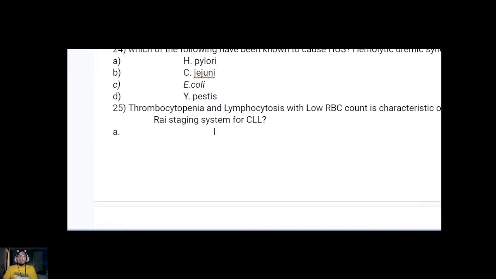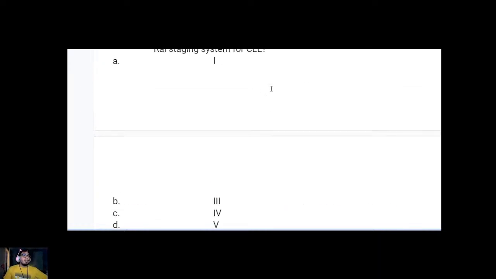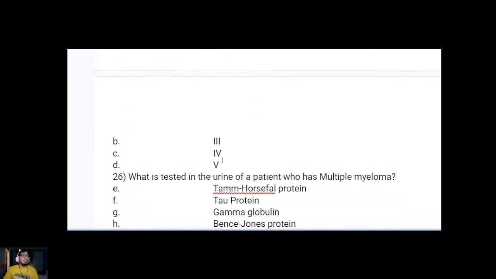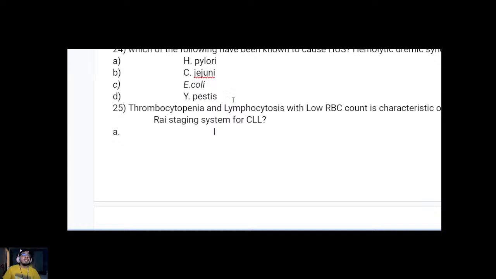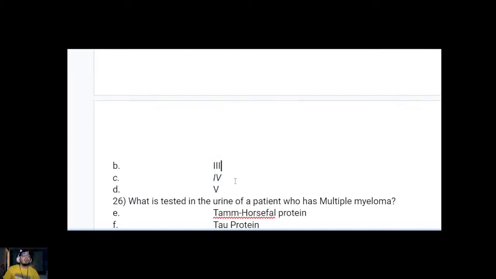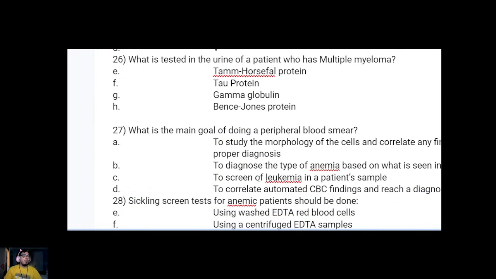Okay? Thrombocytopenia and lymphocytosis with low RBC count is characteristic of what stage of Rye testing? So, for Rye staging of CLL, that's the last one that I have in my leukemia manual. That is characterized by number 4. Thrombocytopenia does not occur until stage 4. There are only 4 stages in Rye staging. The 4th one where bleeding disorder occurs is on the 4th stage of the disease.